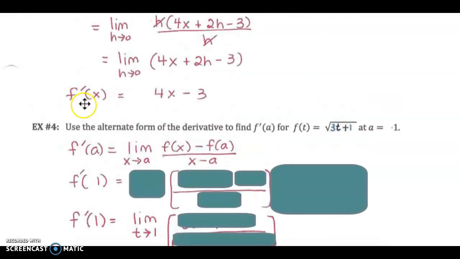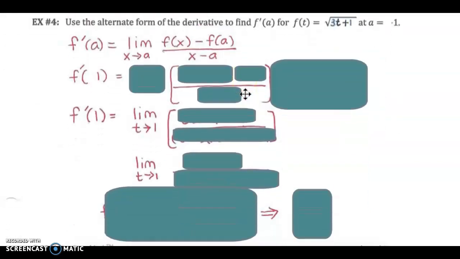When I say tangent line, I mean the slope of the tangent line. I don't just mean that's the equation of the line. All right, example 4. Use the alternate form of the derivative to find f prime of a. So this is the one that we just looked at earlier on this page, because we have an exact point. So we're going to use the f prime of a is the limit as x approaches a of f of x minus f of a all over x minus a.